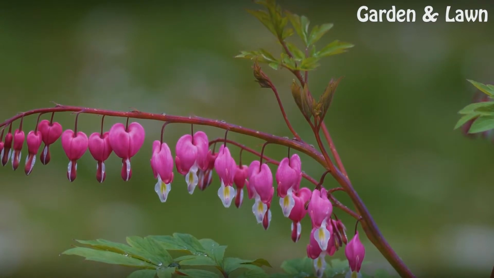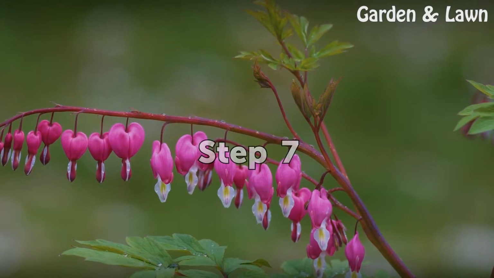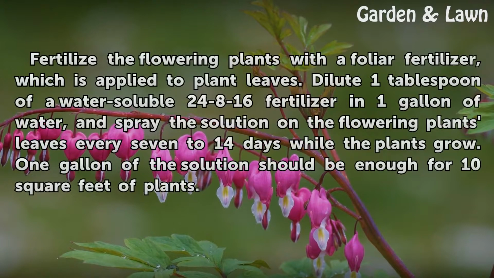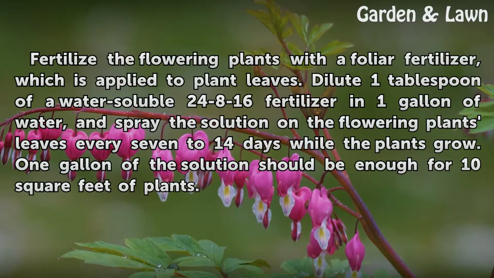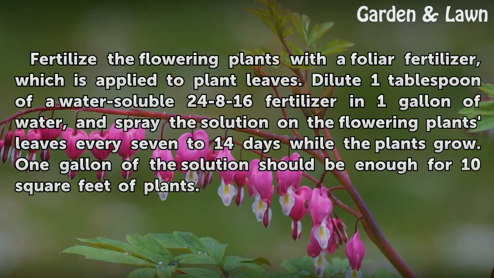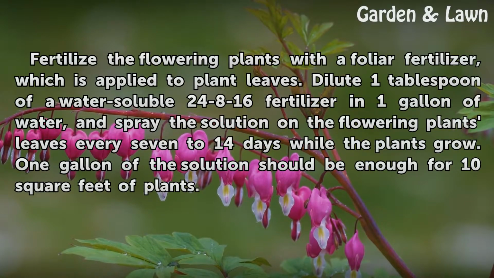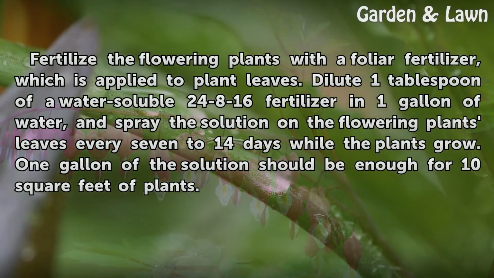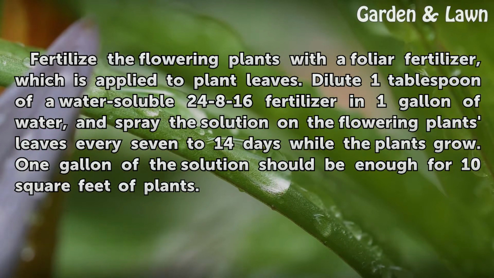Step 7. Fertilize the flowering plants with a foliar fertilizer, which is applied to plant leaves. Dilute 1 tablespoon of a water-soluble 24-8-16 fertilizer in 1 gallon of water, and spray the solution on the flowering plants' leaves every 7 to 14 days while the plants grow. 1 gallon of the solution should be enough for 10 square feet of plants.